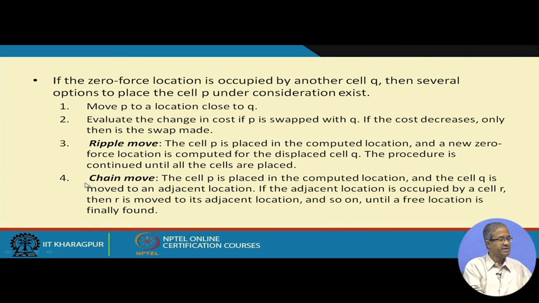And finally, a chain move is where you do not recompute the 0 force location every time like in ripple move, but you move the cell P to the computed location, and the cell Q which was occupying that location earlier, you move to an adjacent location. If the adjacent location is also occupied by some other cell R, you move R to the adjacent location and so on, shifting all the cells basically, until a free location is finally found.